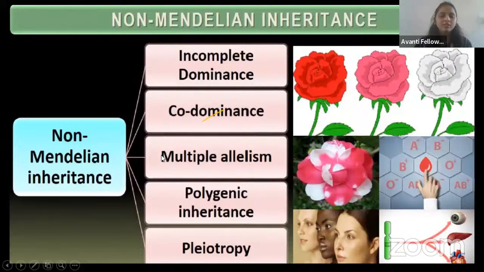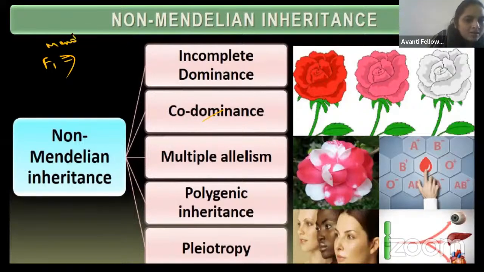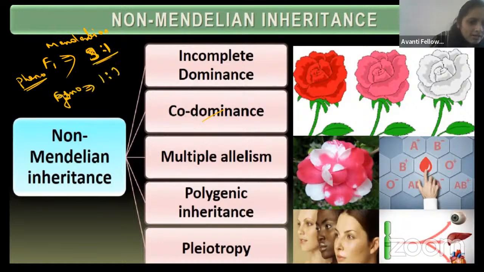Non-Mendelian inheritance. These are very, very important. Always remember, guys. In the Mendelian, we have studied that the phenotypic ratio is 3:1 in the F2 generation, and the genotypic ratio we have got is 1:2:1.